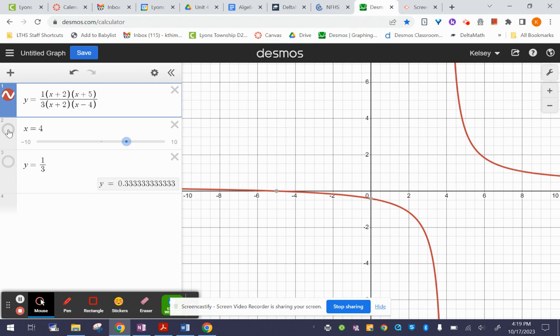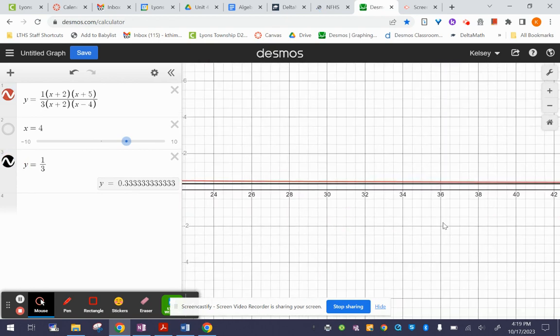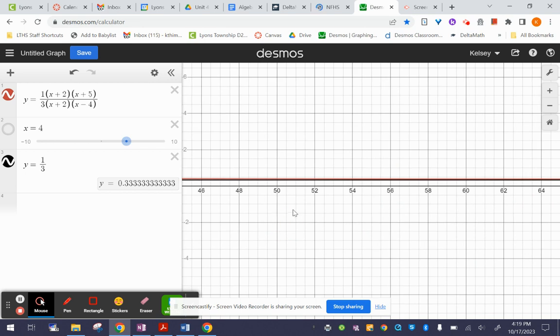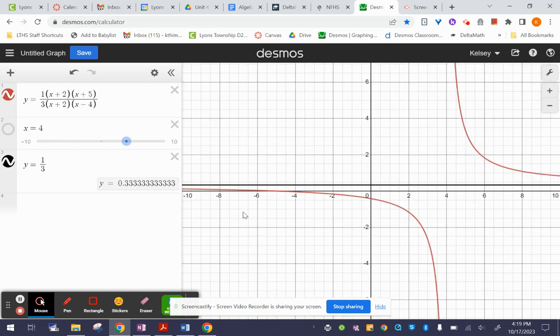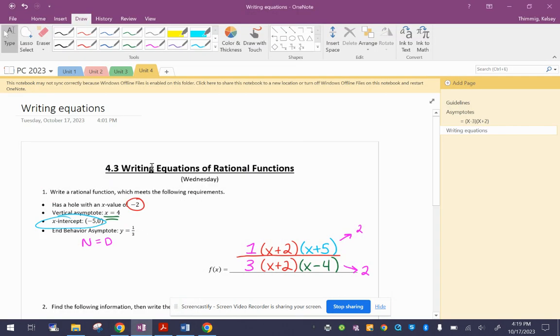Next, it said it has the vertical asymptote at x equals 4. We have an x-intercept at -5. And our end behavior asymptote is y equals 1/3. Again, you can see our end behavior asymptote there, if you type that in, is going to equal that 1/3. So again, use Desmos to help you check your answer. It's all basically about writing those factors and writing those zeros of our function.